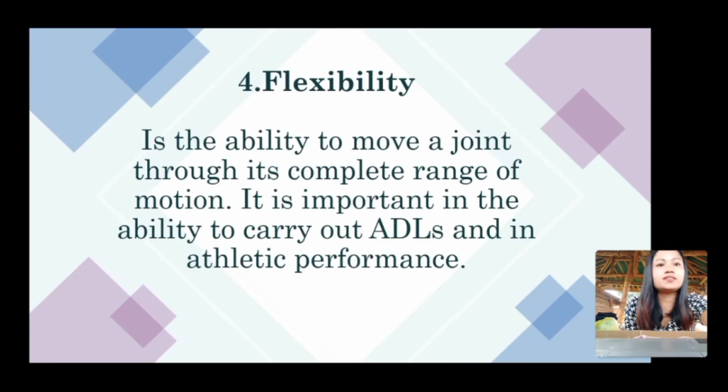Those are the examples of cardiovascular endurance exercise. Flexibility is the ability to move a joint through its complete range of motion. It is important in the ability to carry out ADLs and in athletic performance. The example exercise for flexibility is stretching. We're going to stretch our body so that our muscles move and become stretched. And then the second is bending. For example, we bend to the floor like this, we bend like that so that our muscles become flexible.